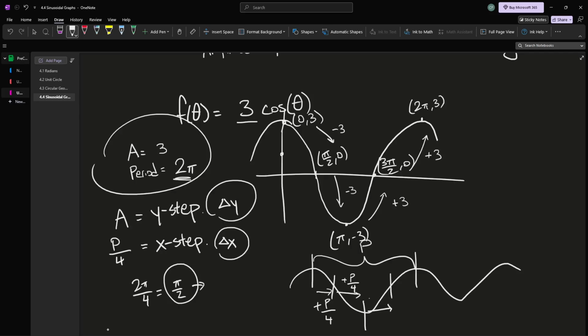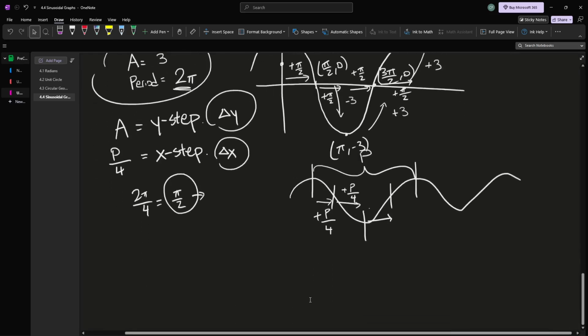So I want to make sure everything is being added or subtracted by pi over 2. So we see over here, 0 to pi over 2, that's plus pi over 2. Pi over 2 to pi, that is a plus pi over 2. Pi to 3 pi over 2, that is once again a plus pi over 2. 3 pi over 2 to 2 pi, that is finally one more plus pi over 2. Now my graph is very, very messy, but I hope you can see now that x is only changing by pi over 2, and my y is only changing by 3. Every single point. It never goes from 0 to 0 or negative 3 to negative 3. It must change, and it must change by this amount.